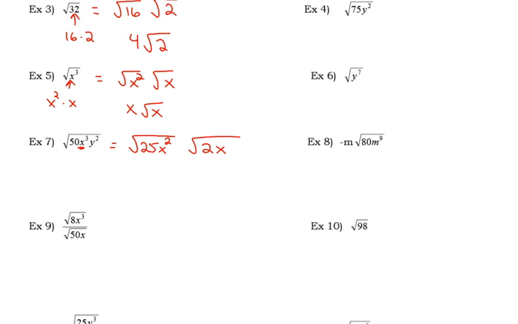Y squared is a perfect square because it has an even exponent, so it's going to go in the good house. Now remember, the good guys get to come out of the house, so they're going to come out. The square root of 25 is 5, the square root of x squared is x, and the square root of y squared is y, and you're left with radical 2x.